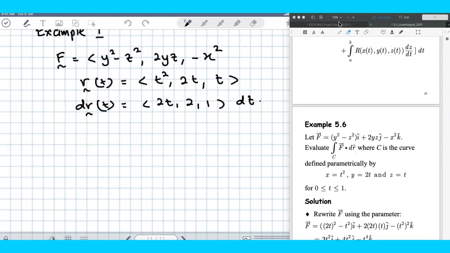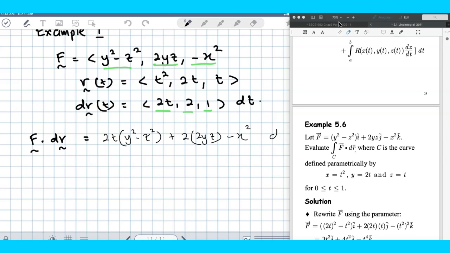So when you have f dot dr, meaning that you have to multiply the x component with the x, then the y component with the y, plus the z component with the z. So then you can have (y squared minus z squared) 2t, plus 2yz, minus x squared. Okay, and you have dt.